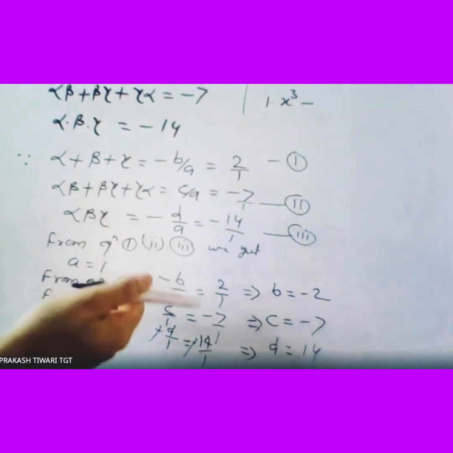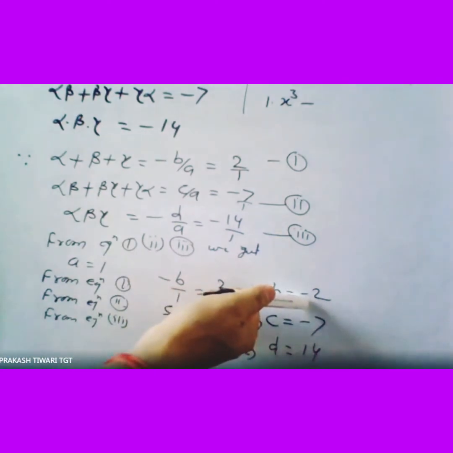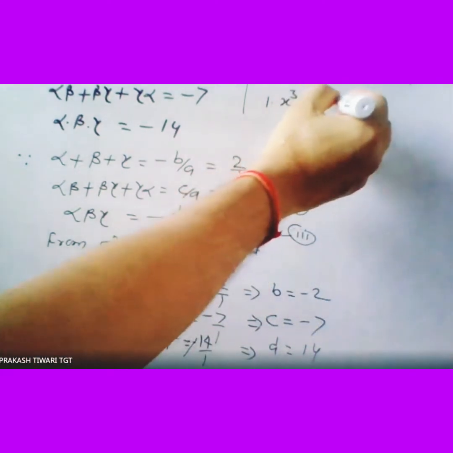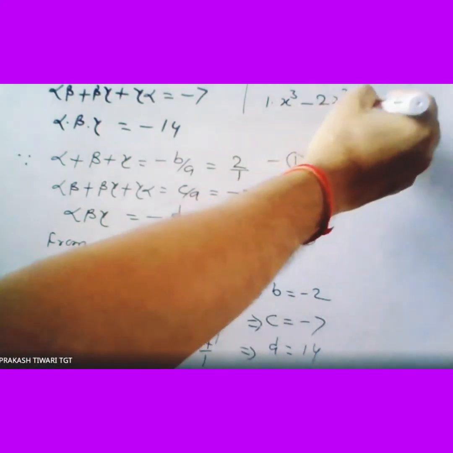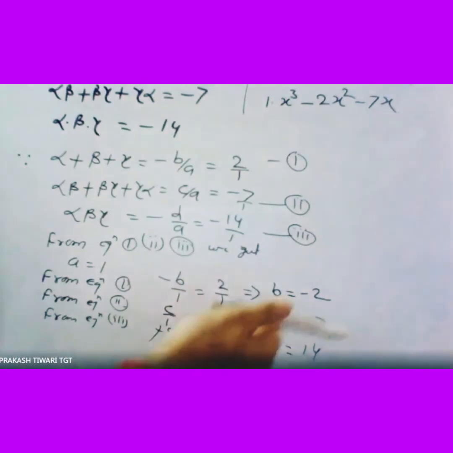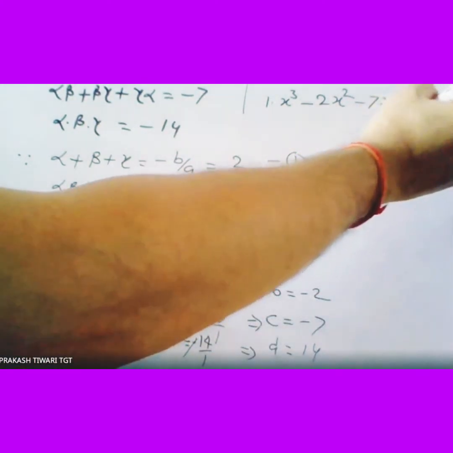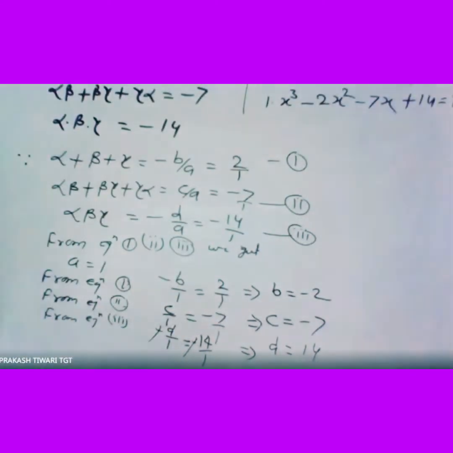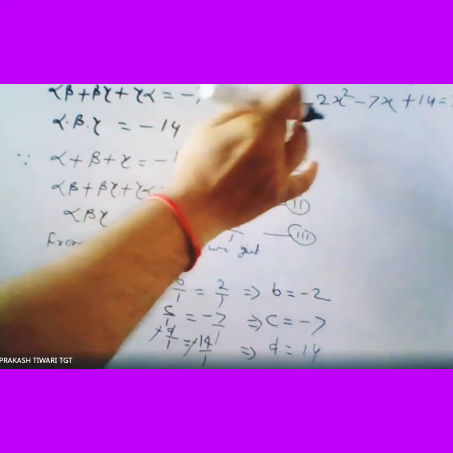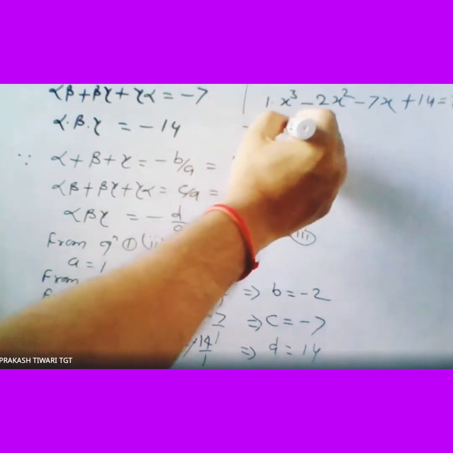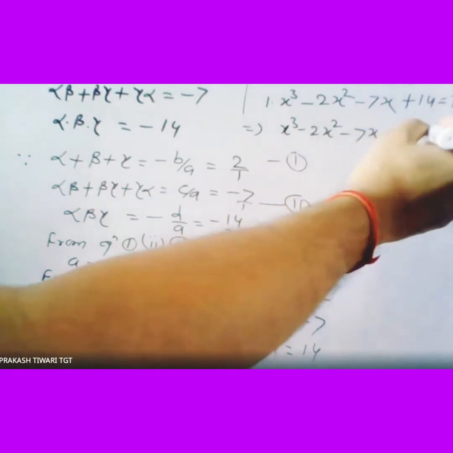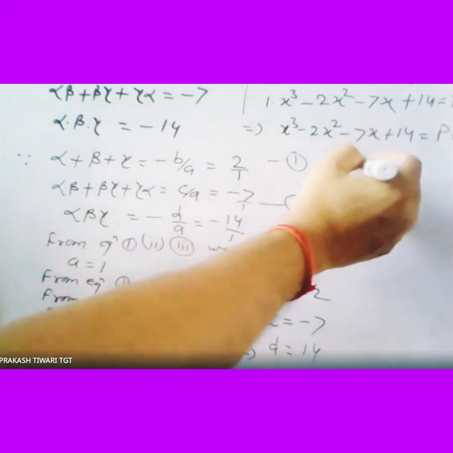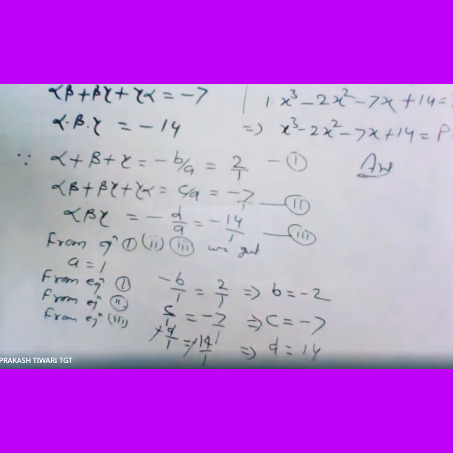And b is given that you have to see that is minus 2. So we will put minus 2x square and c is minus 7. So minus 7x and d is 14. So you will put plus 14 and this is the polynomial in the variable of x. So finally this one is meaningless. You can write this is x cube minus 2x square minus 7x plus 14 and this is the cubic polynomial and this is the answer of this question.